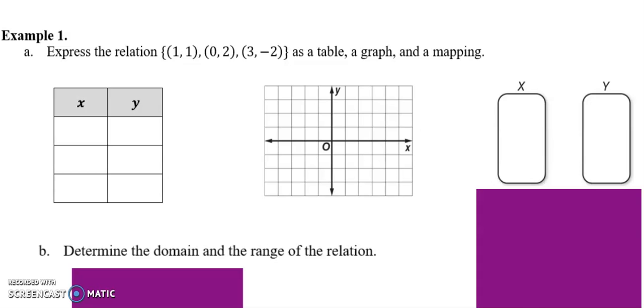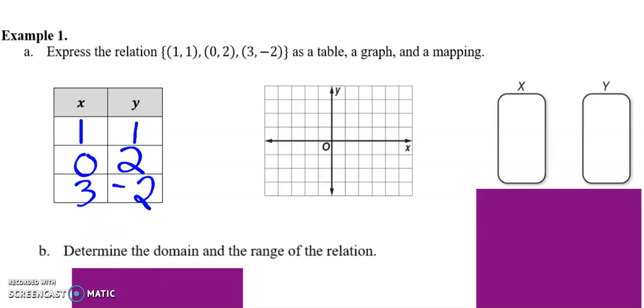Example 1, express the relation as a table, a graph, and a mapping. So remember, a relation is a set of ordered pairs. We're going to do our table first. So we just take our ordered pairs and we copy them into the table. The first number is your x value, and the second number is your y value. 3, -2. Okay, that's the easiest part.